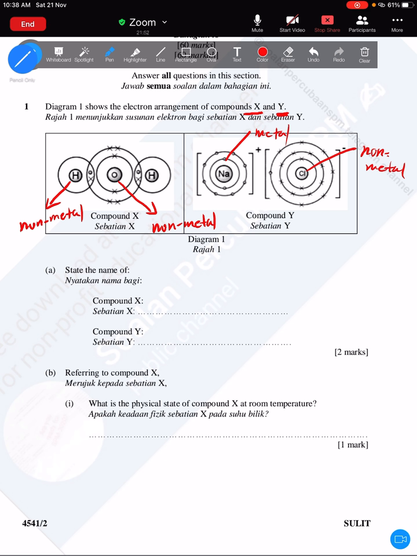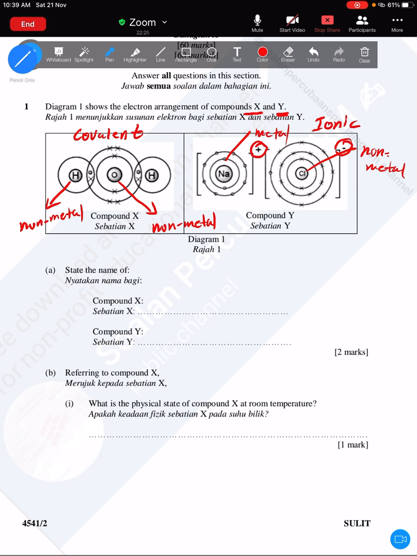Guys, by looking at compound X, immediately you will catch, oh, I know, this is a covalent compound. It is a covalent compound. On the other hand, by looking at the combination Na and Cl, and there is a charge over here, positive and negative, immediately you know, oh, this is an ionic compound. That's the difference. You have an ionic compound and a covalent compound.